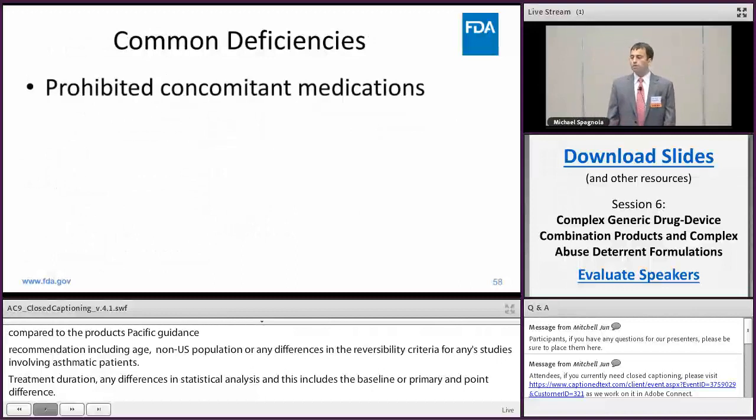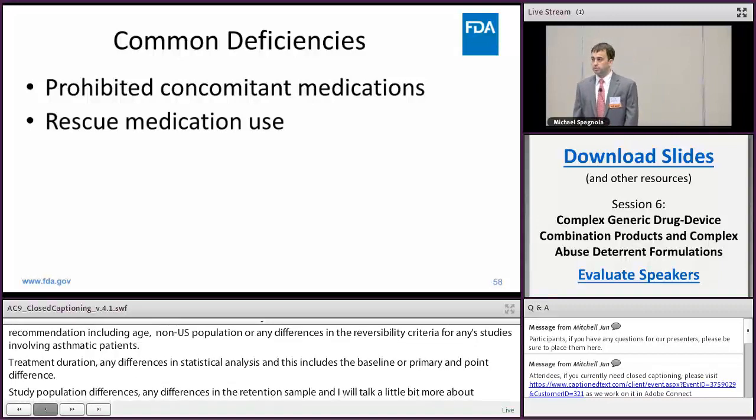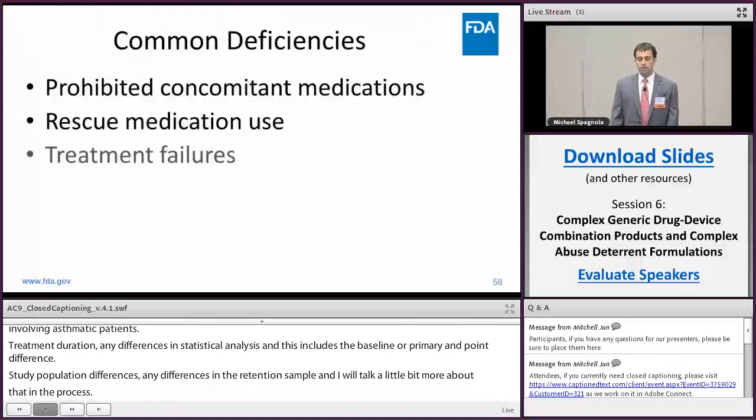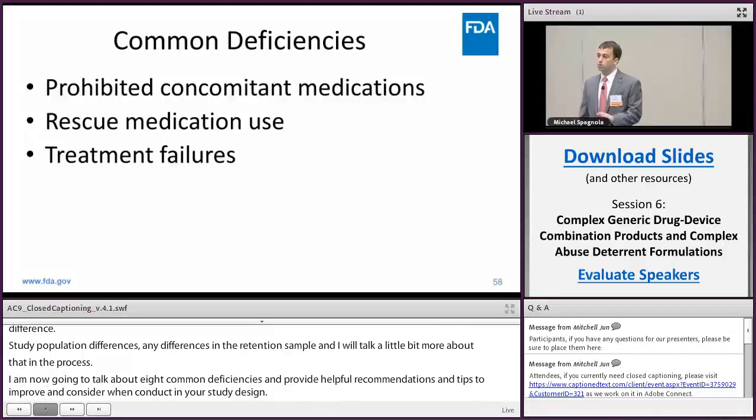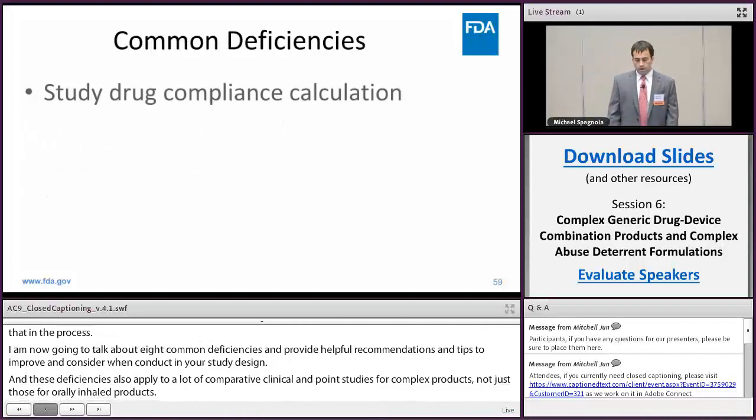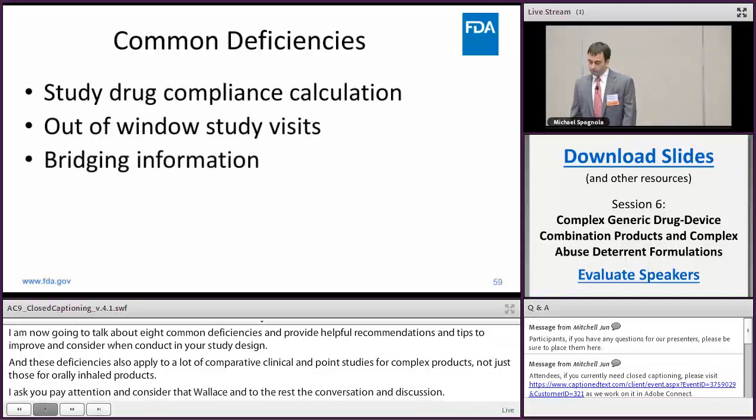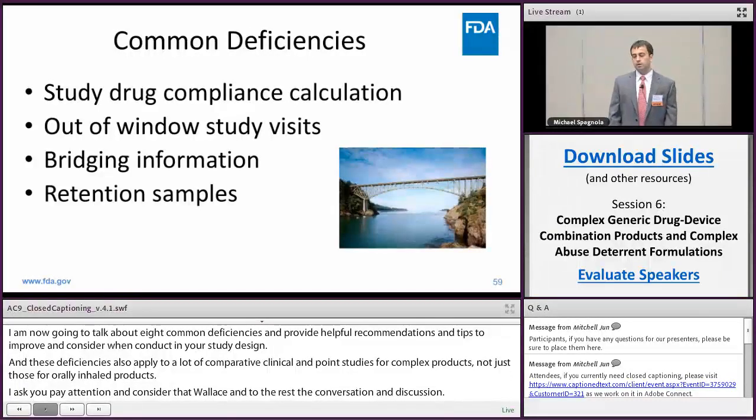I'm now going to talk about 8 common deficiencies and provide helpful recommendations and tips to improve and consider when conducting your study design. These deficiencies also apply to a lot of comparative clinical endpoint studies for complex products, not just those for orally inhaled products. So I ask that you pay attention and consider that while listening to the rest of the conversation and discussion. Including study drug compliance, out-of-window study visits, bridging information, and also retention sample process.